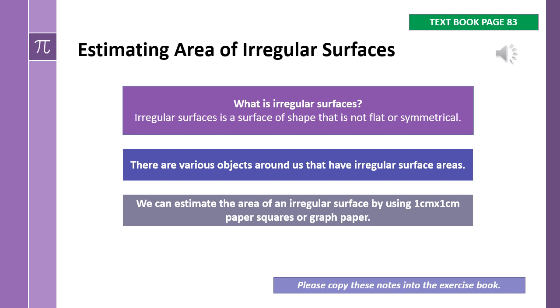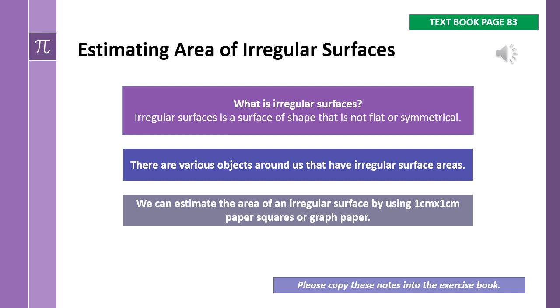Do you know what irregular surfaces are? An irregular surface is a surface or shape that is not flat or symmetrical, which means it is not like a rectangle or square. There are various objects around us that have irregular surface areas.